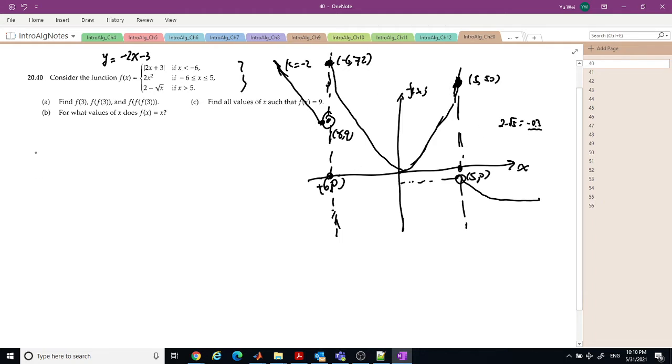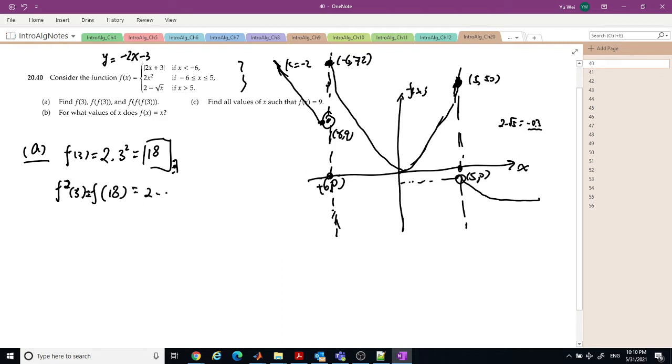So three sections. Now let's work on the first one, f(3). We can see f(3) is located here. f(3) is 2 times 3 squared, equal to 18. I drew this to let you see how it looks. Then f squared of 3 means f of f(3), which is f of 18.